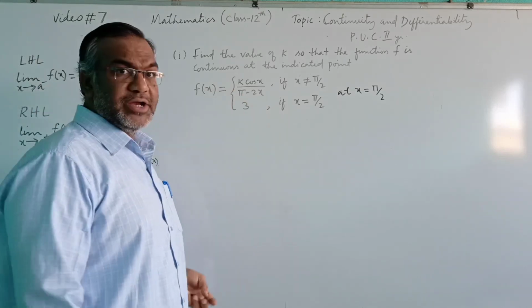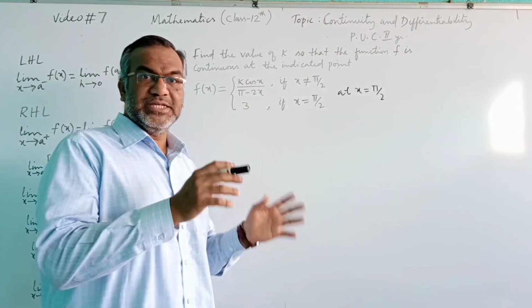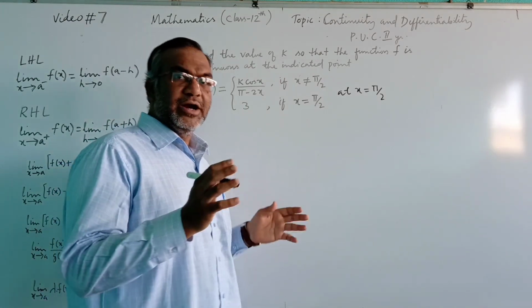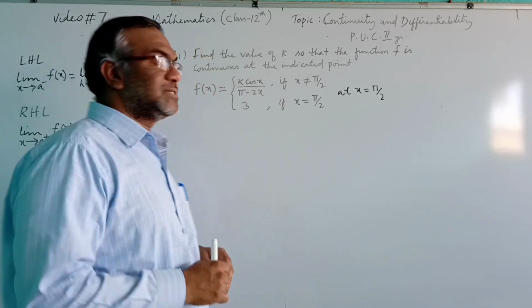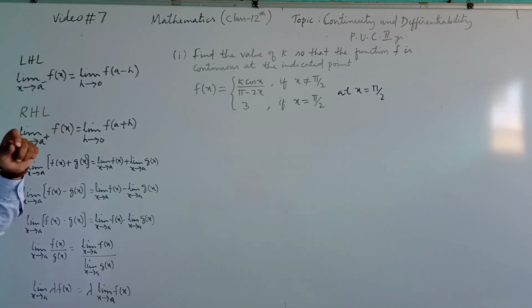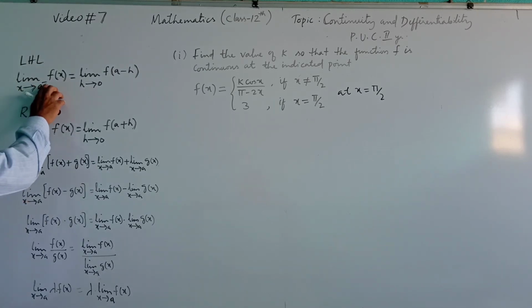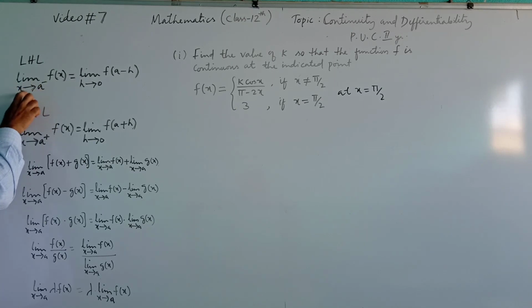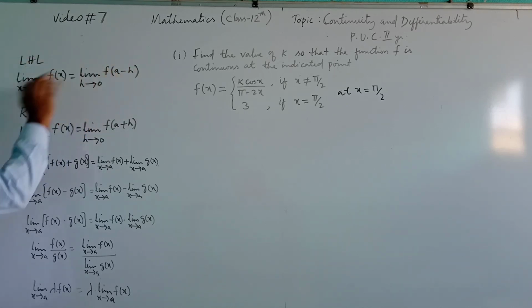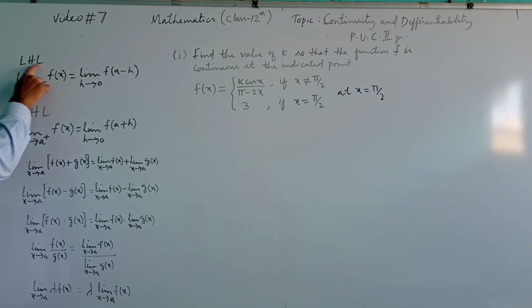Now, for this, it is very important to know some basic things which you learned in PUC first year, 11th standard, related to limits. You have to know the formulas of left hand limit. LHL stands for left hand limit. Limit x tends to a from left. This minus sign indicates limit x approaches a from left. Limit of f of x is equal to limit h tends to 0, f of a minus h. This is the formula to find left hand limit.